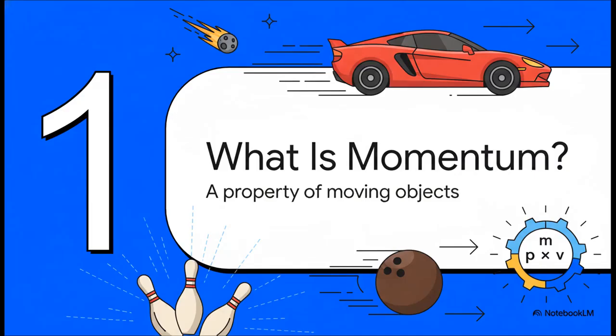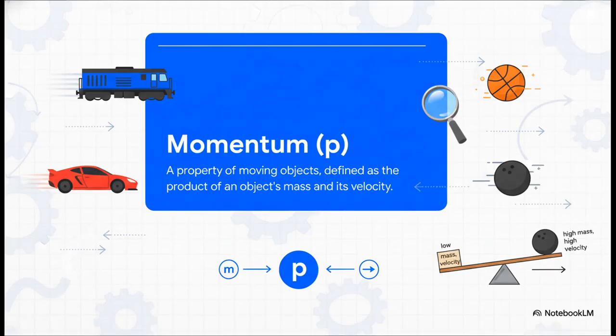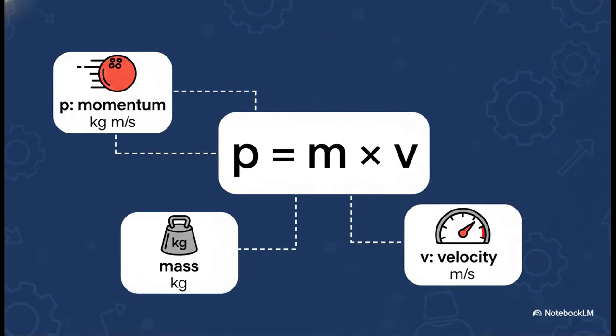First things first, what exactly is momentum? Okay, the absolute first thing you need to get is that momentum is all about things that are moving. If an object is standing still, its momentum is zero. It's as simple as that. The way we calculate it is just by multiplying its mass by its velocity. And here is the equation you're going to be using all the time. P equals m times v.